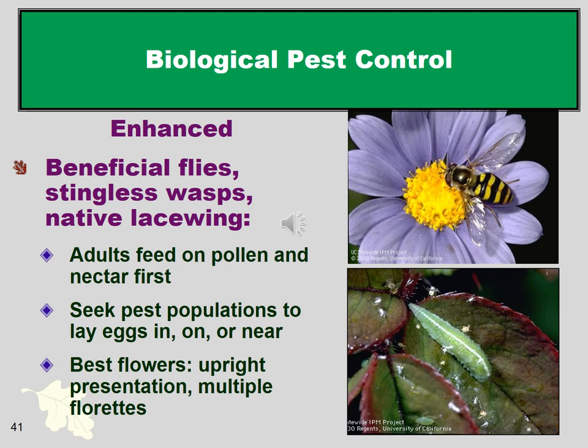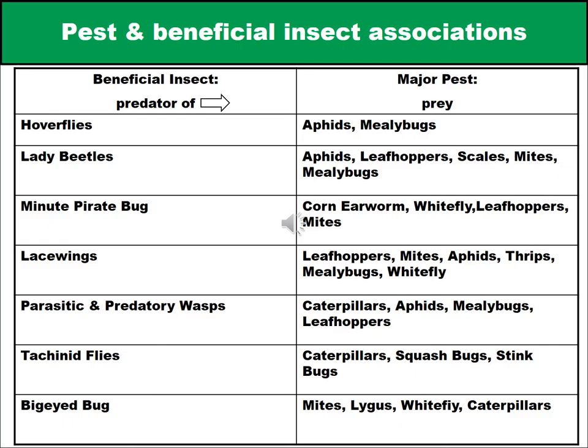The best flowers for attracting beneficials are upright, so they have a flat surface to land on, and lots of little flowers. I'll tell you a little bit more about that in a minute. This is a small table listing a few beneficial insects on the left and the pests that they are predators of on the right column.